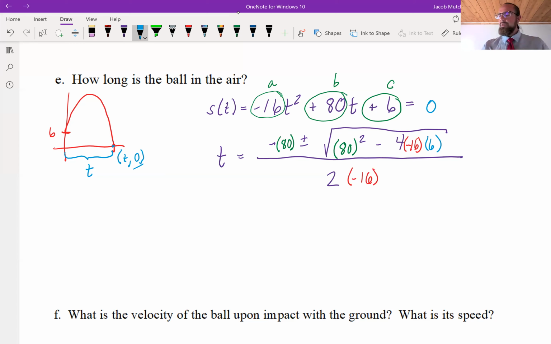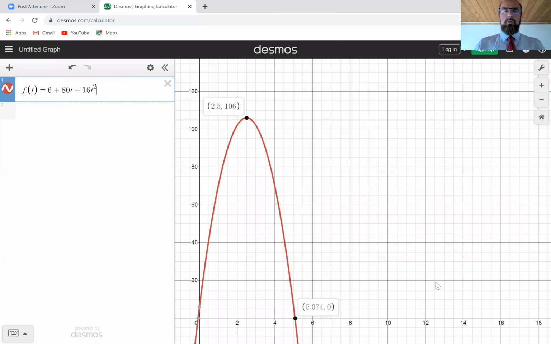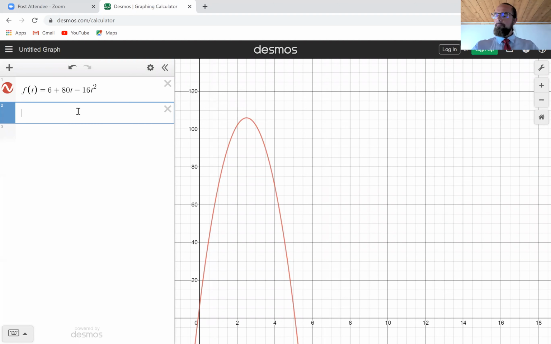So what I'm going to do is head over to Desmos and calculate it on the calculator, because it could be that it's an irrational number. Let's go see. So here's Desmos. We got our function already graphed here. And you can see Desmos gives a nice shortcut. You can actually just click on that 0, and it tells us it should be 5.074 seconds. Let's see if our quadratic formula gives us that answer.